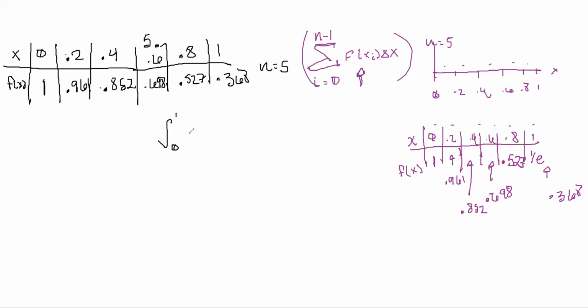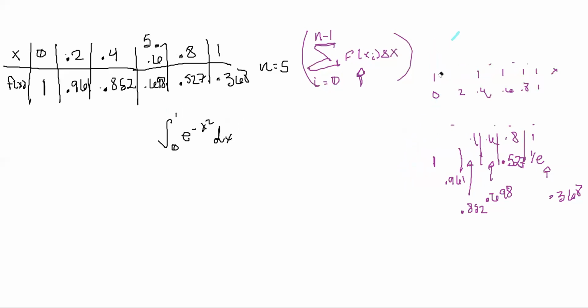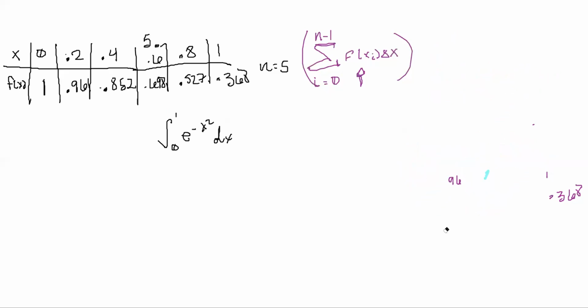So we're going from 0 to 1. Sorry, I'm just going to rewrite this problem. E to the negative x squared dx. So that is where we're at right now. Let me erase some of this nonsense. So now we have a lot of the information that we need in order to finish up this problem.